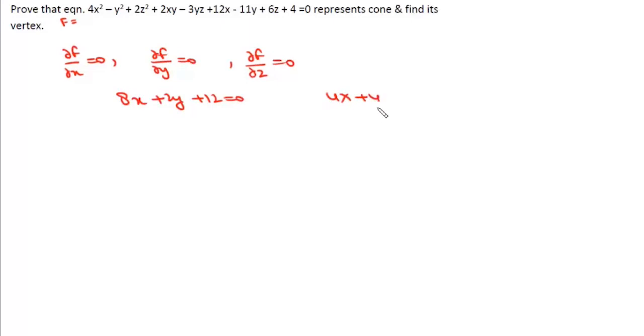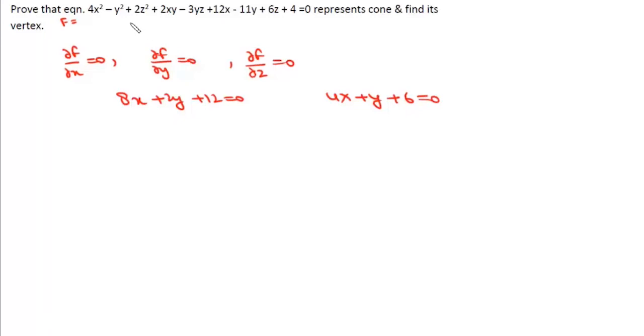Now here the question is, prove that this equation represents a cone and find its vertex. Now what we'll do is, we'll assume it is some function f, and then we'll find del f upon del x, and we'll put it equal to 0. We'll find del f upon del y, we'll put it equal to 0, and then del f upon del z, and we'll put it equal to 0, and we'll solve these three equations to find the vertex of this cone. Now we differentiate it with respect to x, we'll get this as 8x plus 2y plus 12 equals 0, which is 4x plus y plus 6 equals 0.